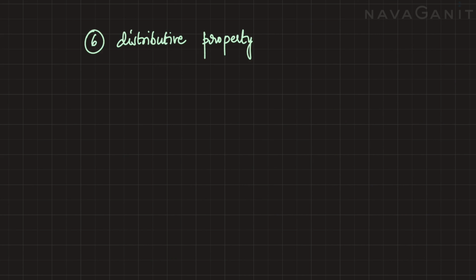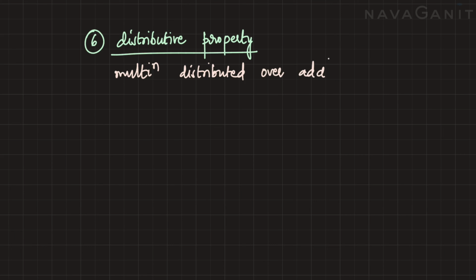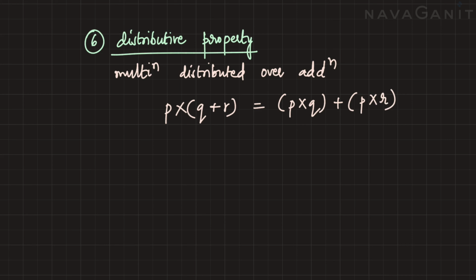We have the distributive property. You need to keep in mind that multiplication is distributed over addition. This means, say I have three integers p, q and r, and I am adding q and r and then multiplying the result with p. So p multiplied by q plus r can also be written as p multiplied by q added to p multiplied by r.